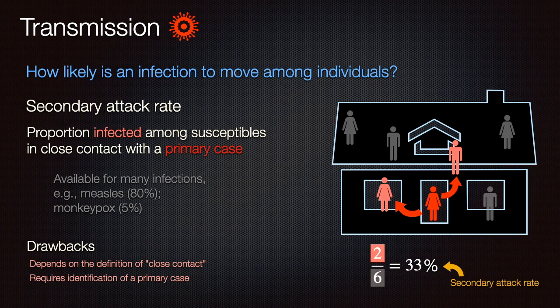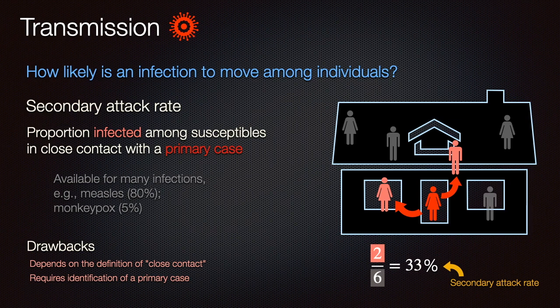The drawbacks to this secondary attack rate, although it's fairly straightforward and intuitive and easy to calculate, is that it depends heavily on the definition of close contact. In this example of a household, close contact may be fairly straightforward. In other, what are called congregate populations, such as nursing homes or prisons, we can fairly well define what a close contact may be. However, in a lot of environments, this is not possible.